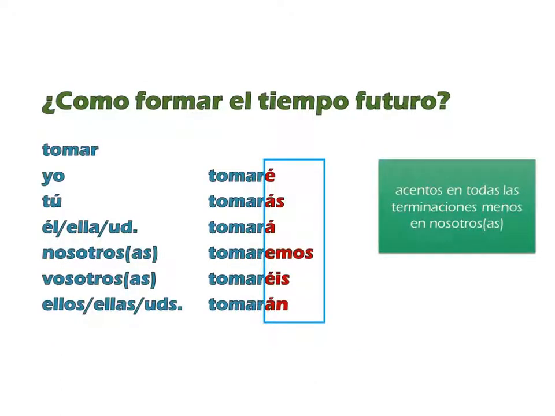For example, we have the verb tomar, okay, so you leave it like that, tomar, which is the infinitive form of the verb, and you add the endings. Tomaré, tomarás, tomará, tomaremos, no accent, tomaréis, tomarán.